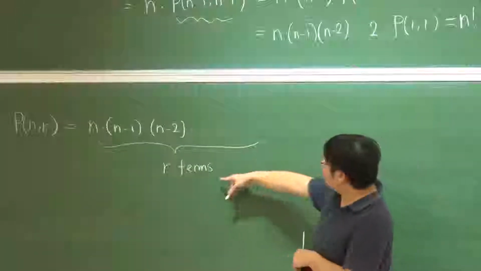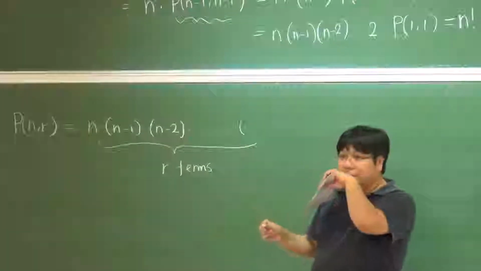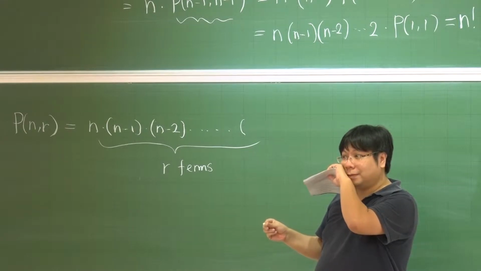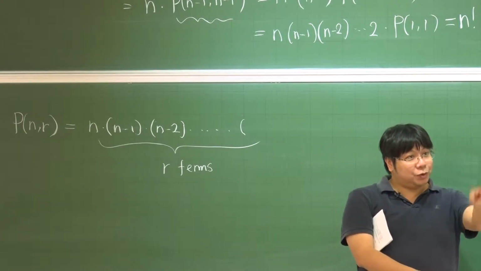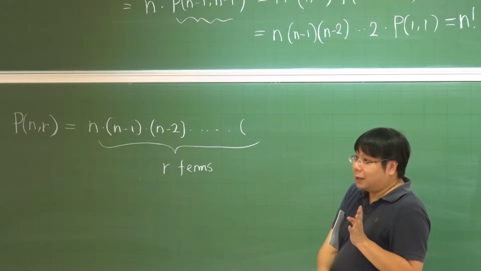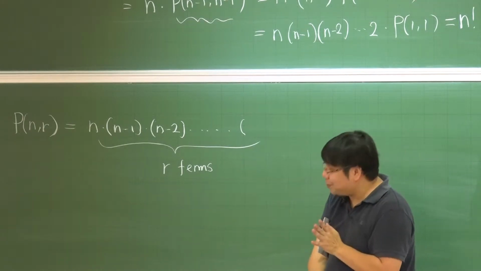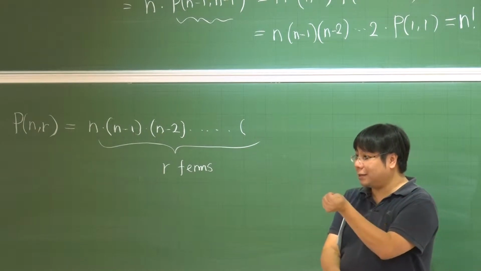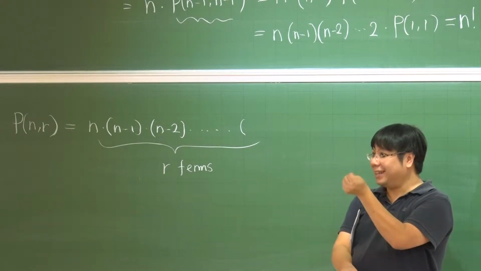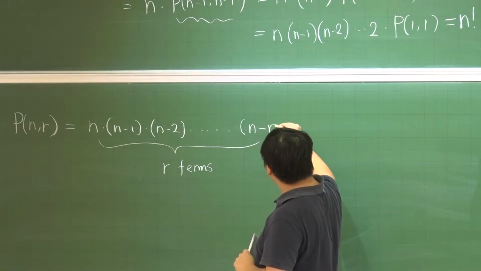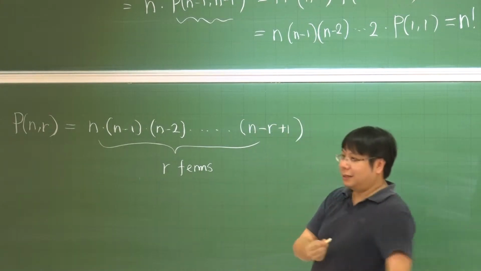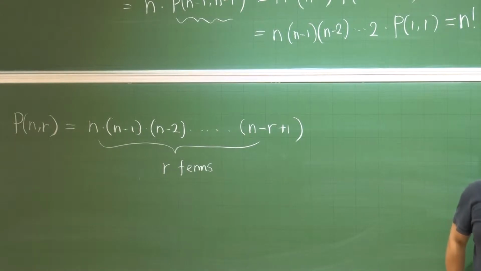Okay, if this is R terms, what is the last one? If there is just one term, you have N, right? If you have two terms, you have N minus 1. And if you have three terms, you have N minus 2, so R terms is N minus R, and then plus 1. Very good, okay? So it is N minus R, but you need to add back 1. Is that okay? This is it.